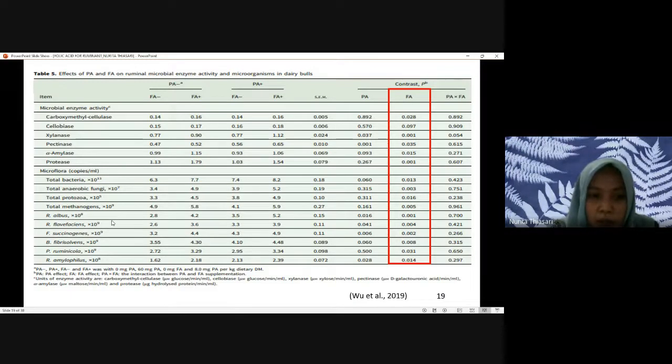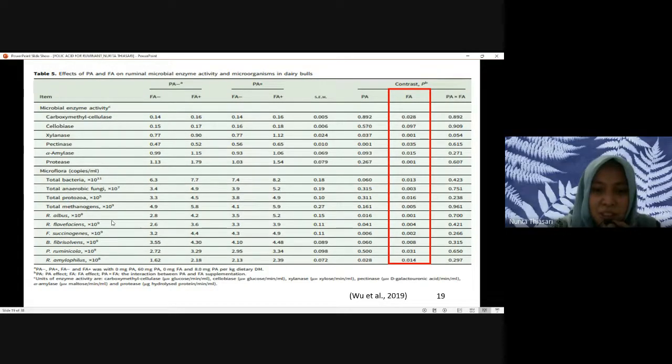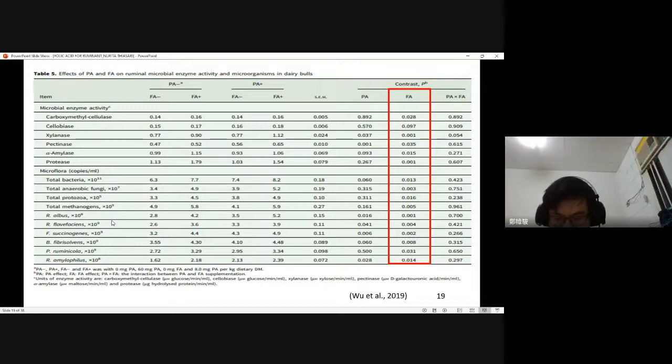Based on my review, there are more papers mentioning supplementation of folic acid in the feed rather than by injection. So in my opinion, probably the addition of folic acid in the feed is better than the injection, because the ruminant needs it for the rumen bacteria. Okay. Thank you.